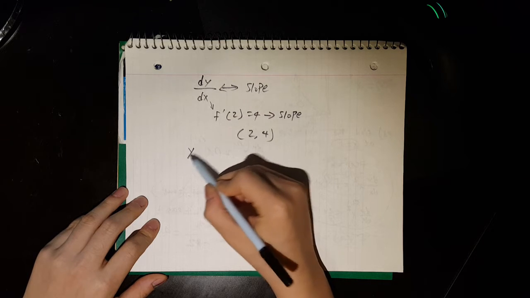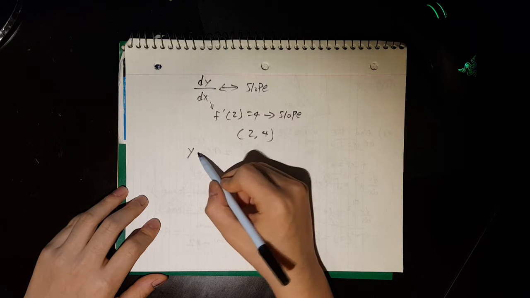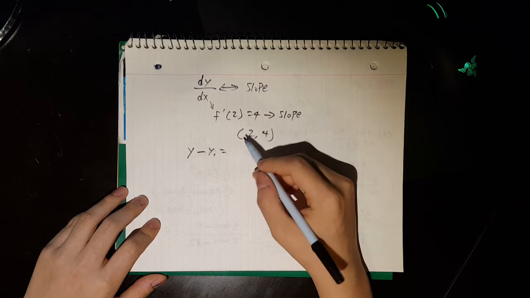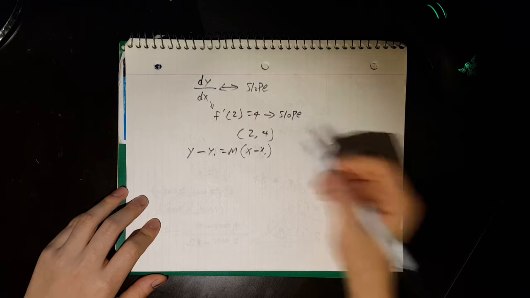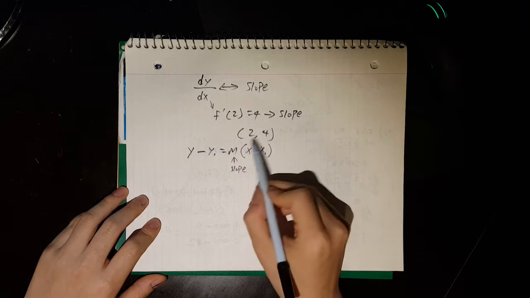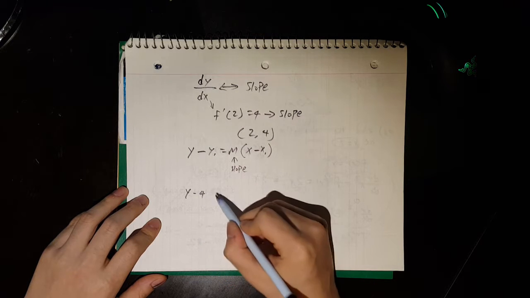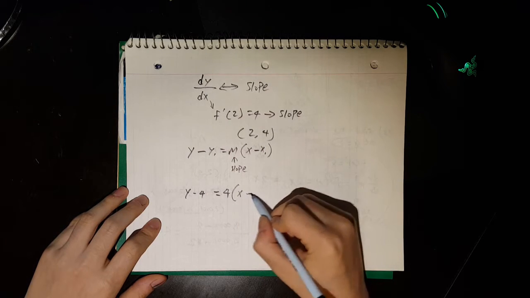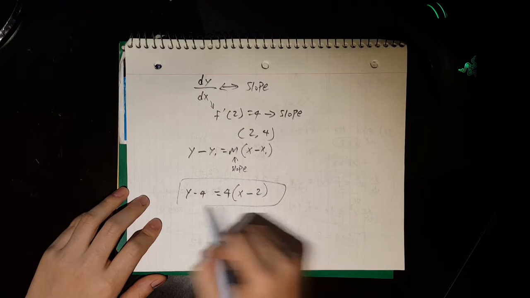So the point-slope form is y minus y1 is equal to the slope, we'll just write it as m, times x minus x1. Now this, again, is the slope. And so we just substitute in the points. It goes y minus 4 is equal to the slope that we found, 4, times x minus the 2 from the original point. And you can leave it as that.